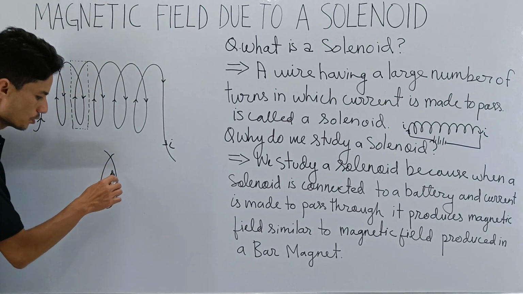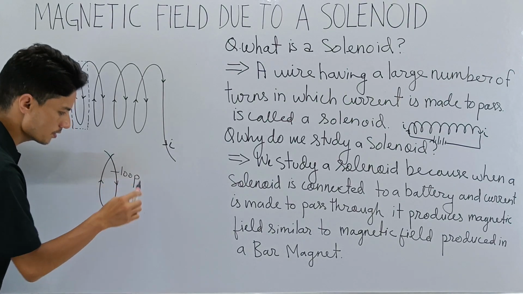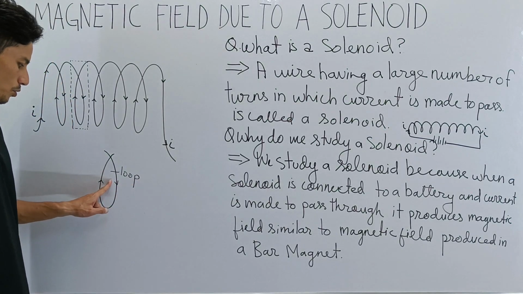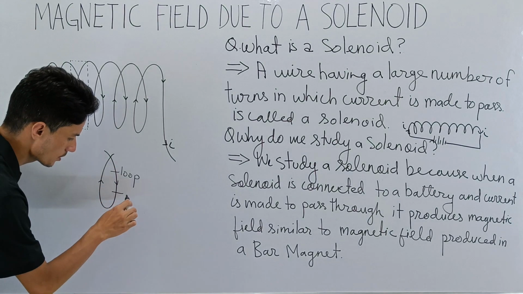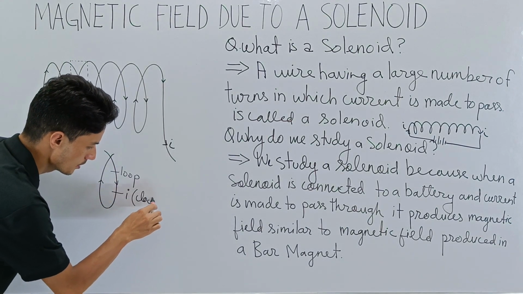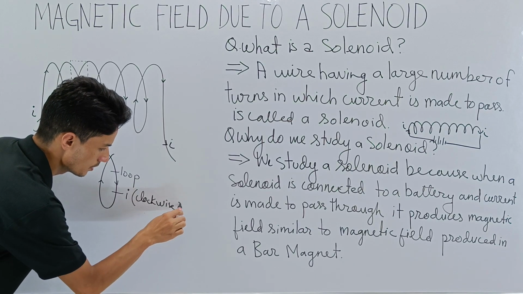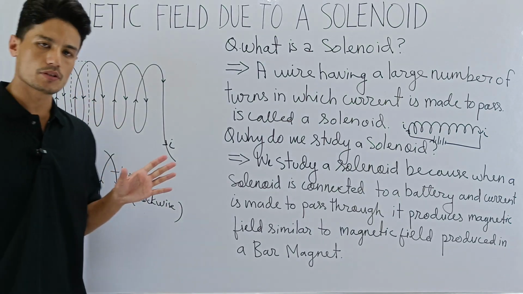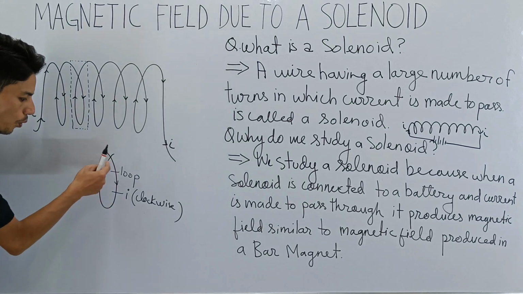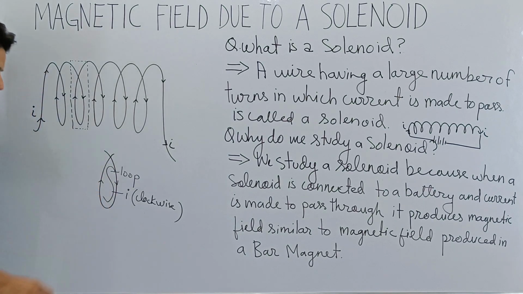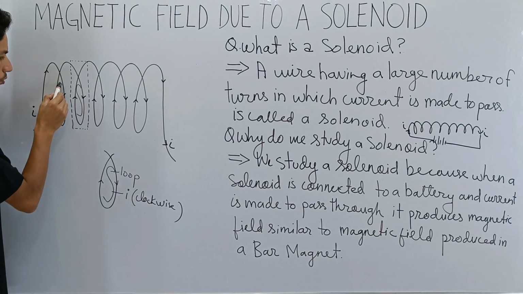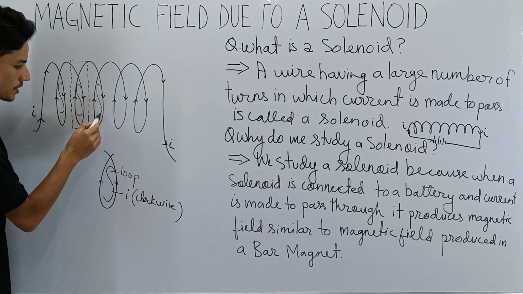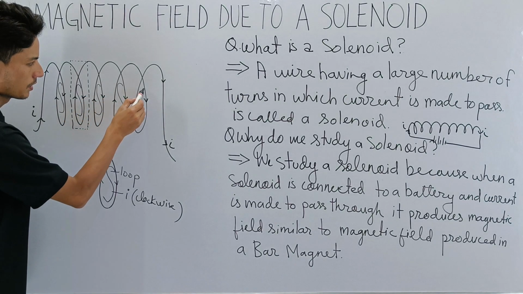So this is a loop. Is it not? And in a loop, if the direction of current is clockwise, then we have already studied in the previous video that the pole it represents is south pole. So this represents south pole. So that means all of these are south pole.